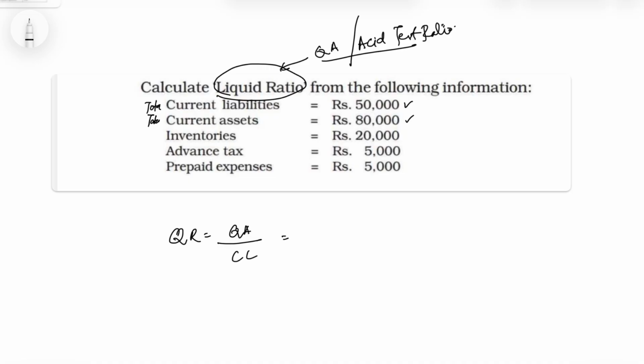Total of current assets and total of current liabilities. So inventory, advance tax, prepaid expenses. Quick assets are simply current assets minus inventories, minus prepaid expenses, and advance tax, divided by current liability.